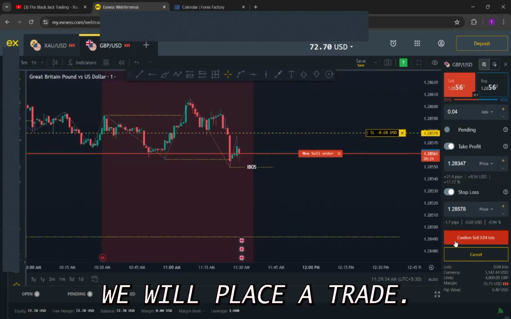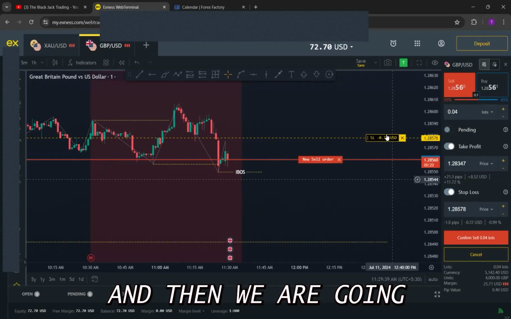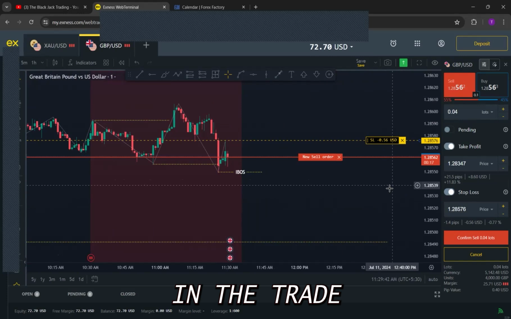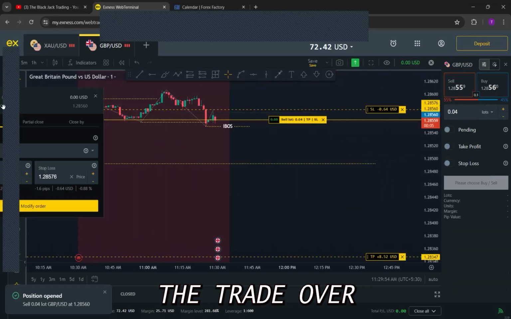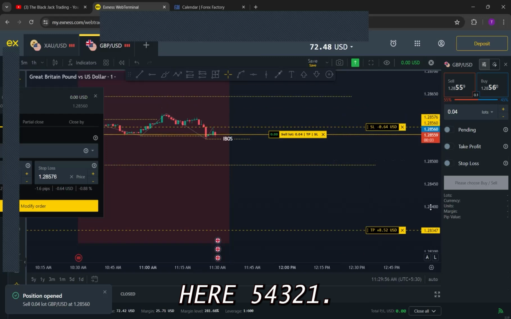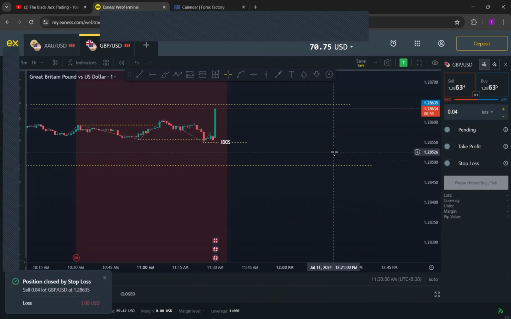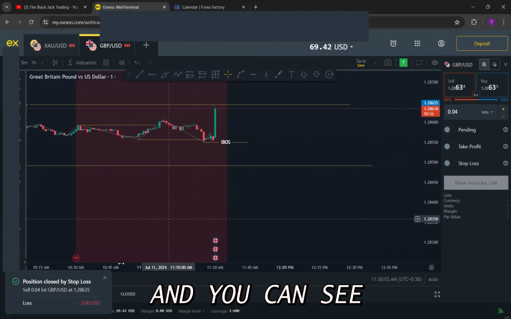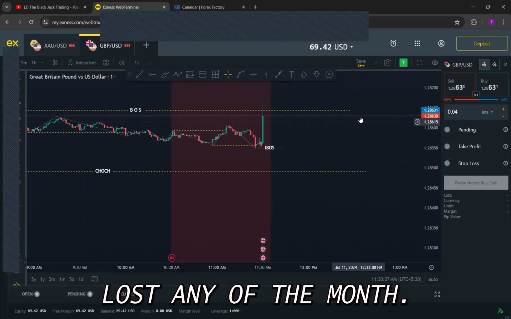So let's see. We will place the trade. Since 24 seconds are left, we will wait for another 10 seconds, and then we are going to place the trade in the market. So we'll be placing the trade over here and putting the stop loss. Okay, guys, so I placed the trade. As you can see, we have placed the trade over here. 5, 4, 3, 2, 1. Let's see. Okay, so price has gone up a little bit, and you can see we have not lost much, because even if the price has gone up, we have not lost any of the money.